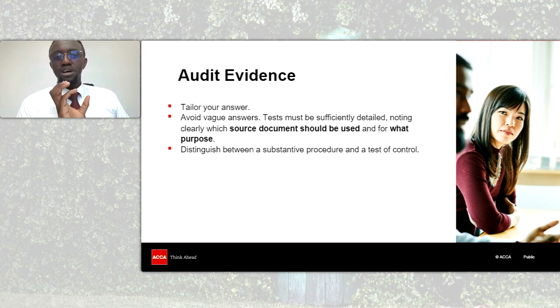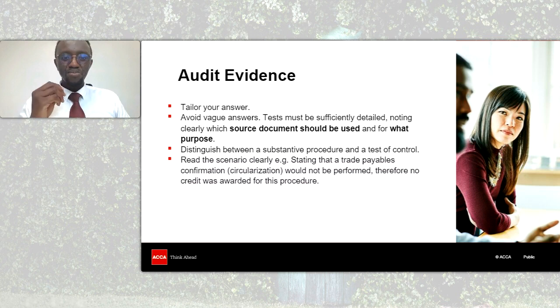Please remember, the distinction between substantive procedures and tests of controls is this. Substantive procedures detect material misstatements. Tests of controls focus on the operating effectiveness of the controls. So in simple English, substantive procedures touch on figures. Tests of controls do not. Tests of controls answer the question yes or no. Do the controls work? Yes or no?